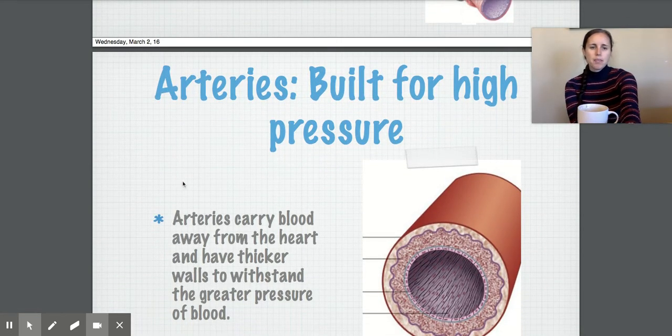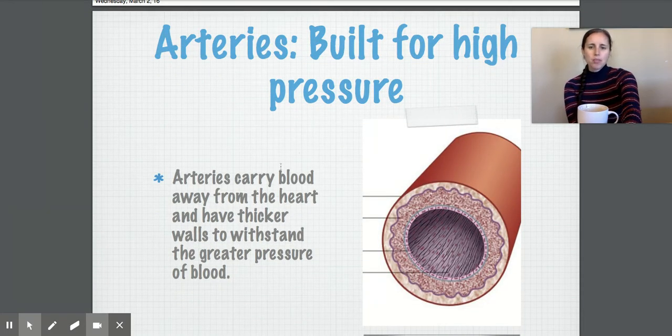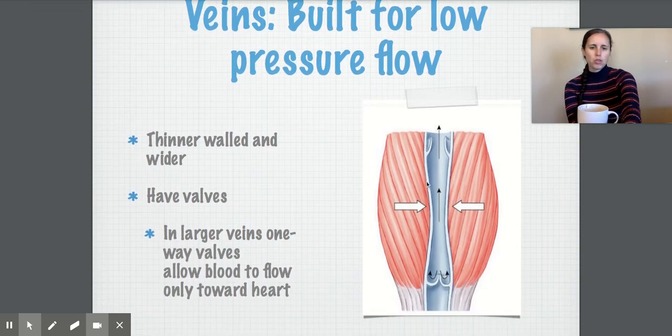Okay, so we're going to look at these in a bit more detail now. So arteries, again, arteries are built for high pressure. Since they carry blood away from the heart, they have these thicker walls to withstand that greater pressure. Veins are built for low pressure flow. So they have thinner walls. You can see a vein here has thinner walls. This is actually a vein in your calf carrying blood from your feet back up to your heart.